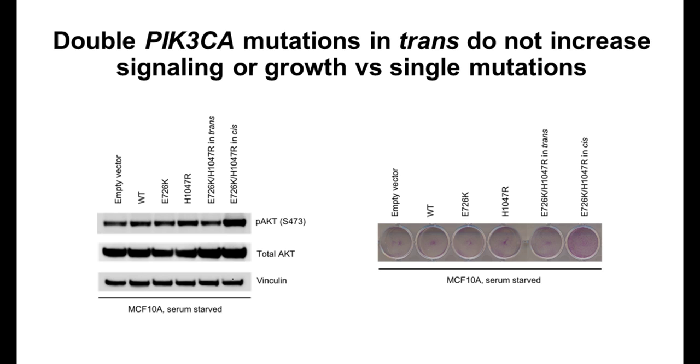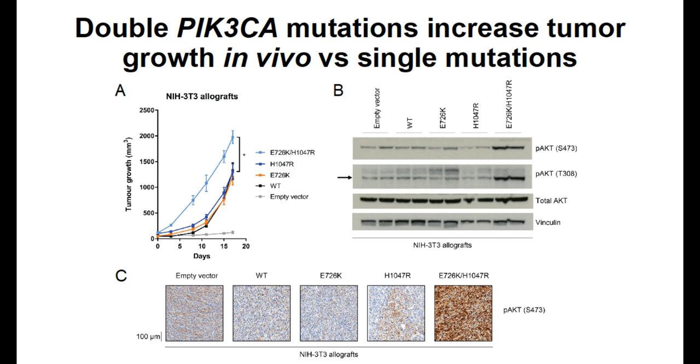We also tested these mutations expressed in trans, that is, on separate alleles. We found that in trans, these double mutations have similar signaling levels to the single mutants, as shown in the left-hand panel, and do not have increased cell growth in the right-hand panel, compared to the mutations in cis.